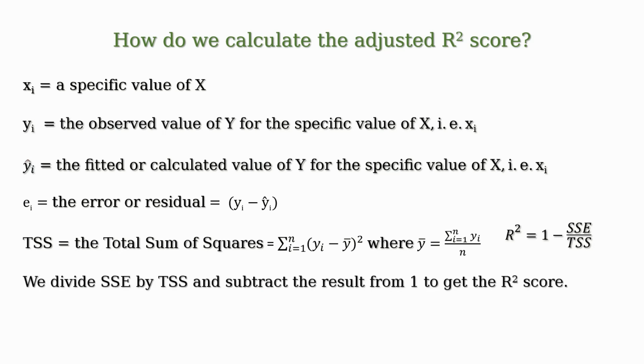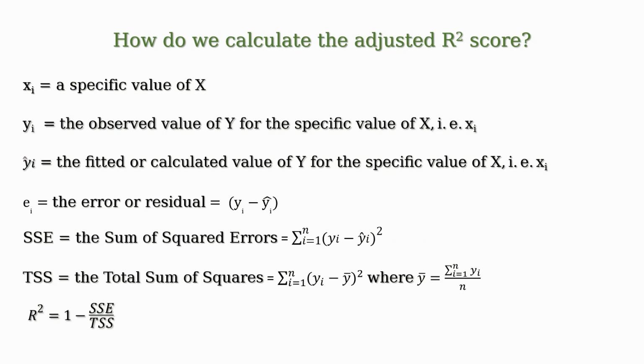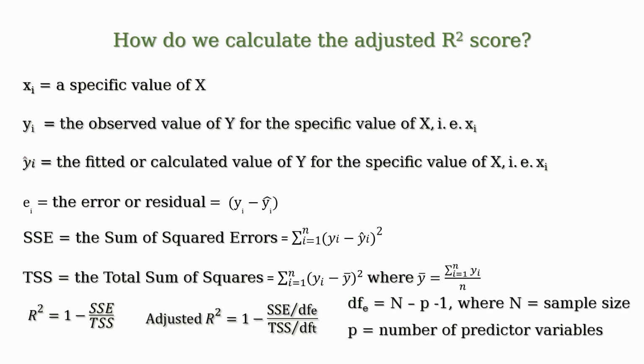In the case of adjusted R-square, it is calculated as follows. Adjusted R-square score is equal to 1 minus (SSE by DFE) divided by (TSS by DFT). Here, DFE is equal to n minus p minus 1, where n is the sample size and p is the number of predictor variables, and DFT is equal to n minus 1, where n is the sample size.